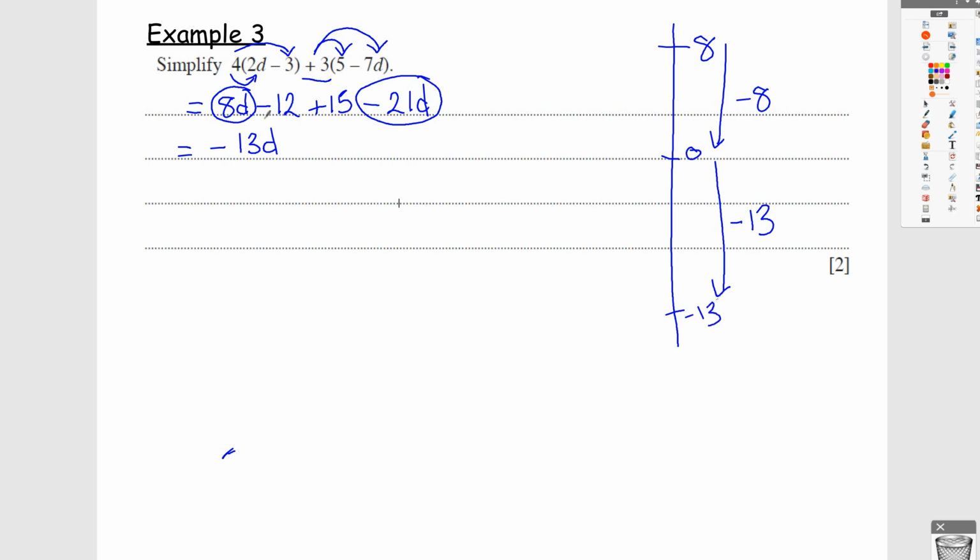Okay. And now let's look at the other like terms. Minus 12 plus 15. Again, thinking about your number line. If you're on minus 12, think about how we get to 0. That's going up 12. How much more do we need to go up? We need to go up another 3. So then that will place us on 3 on our number line. So plus 3.